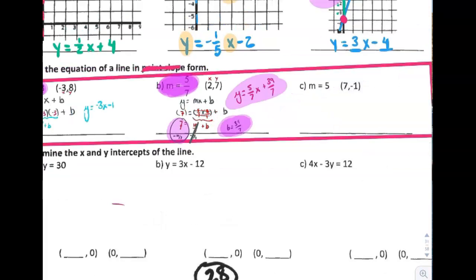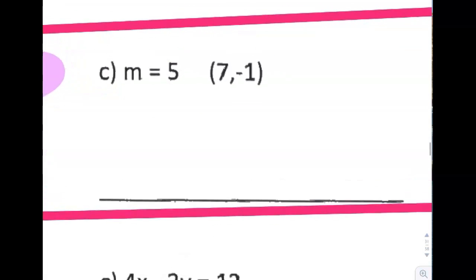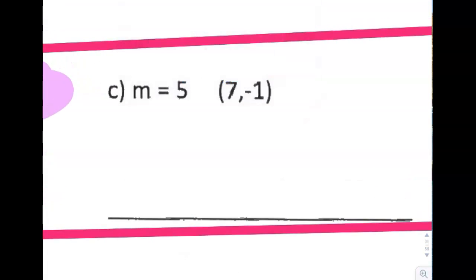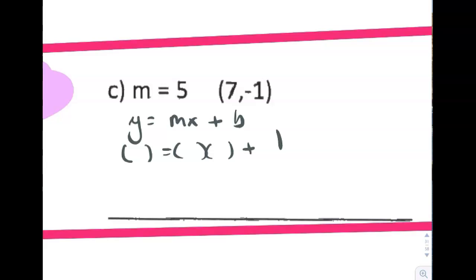So let's look at C. No fractions. Y equals mx plus b. Blank equals blank blank plus b. They gave me an m. They gave me an x. They gave me a y. So y is what? M is what? And x is what?